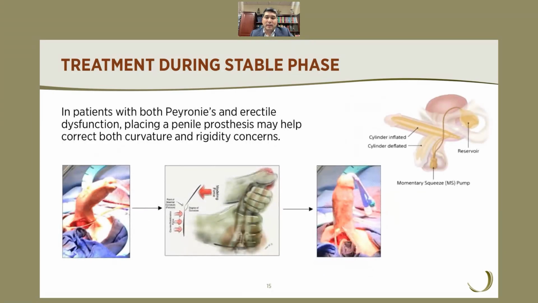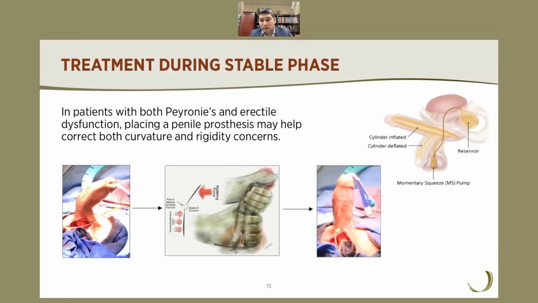Now, in patients with both curvature and erectile dysfunction, it doesn't quite make sense to just correct the curvature if a man's having trouble having penetrative sex. In patients with both curvature and a difficult time with rigidity, penile prosthesis can be a great option, sort of like one stone, two birds. So a procedure can help both the curvature and the rigidity.